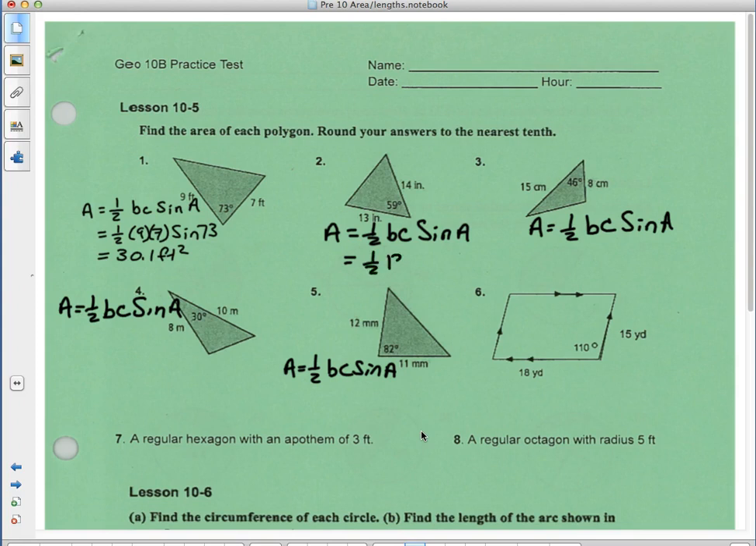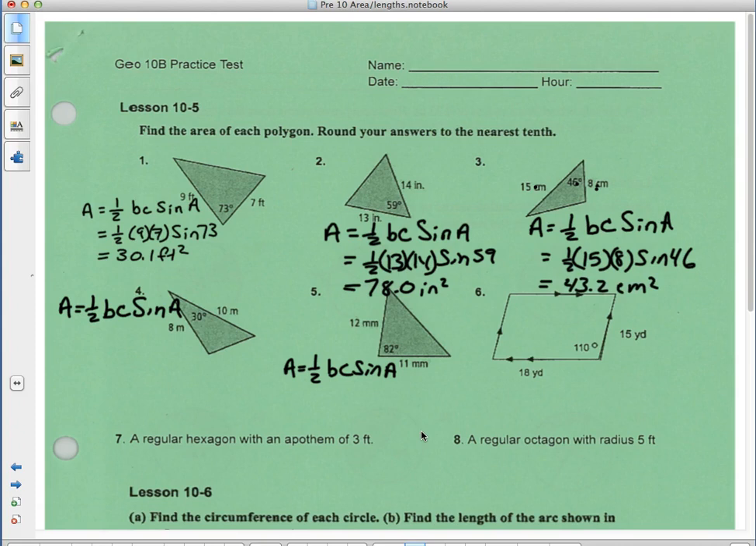Now, after I make my choice of formula with my shape and the information provided, it's just me plugging in and interfacing with my calculator. And again, this is a triangle formula, side angle side. So it's 1/2 times 15 times 8 times sine of 46. Okay, I plop that in my calculator, I get 43.2 centimeters squared.